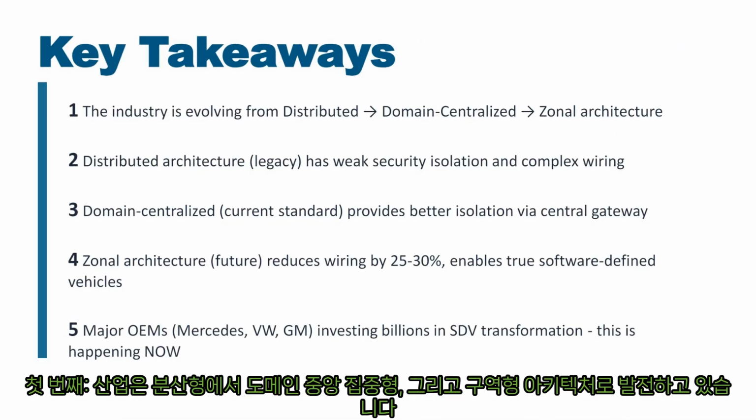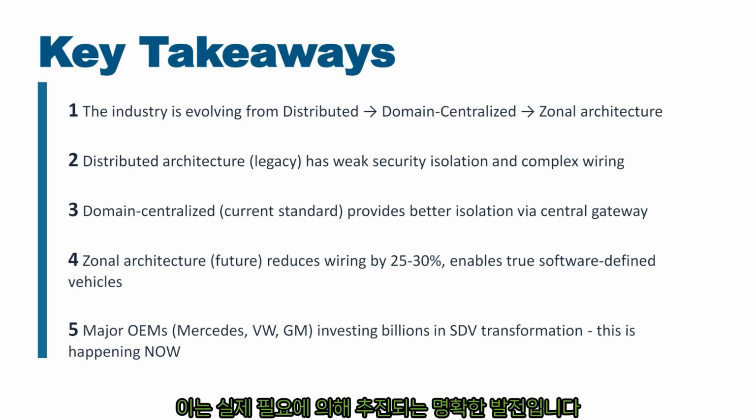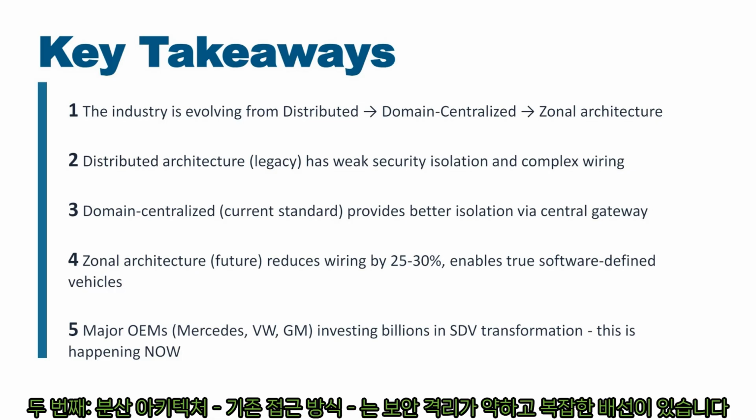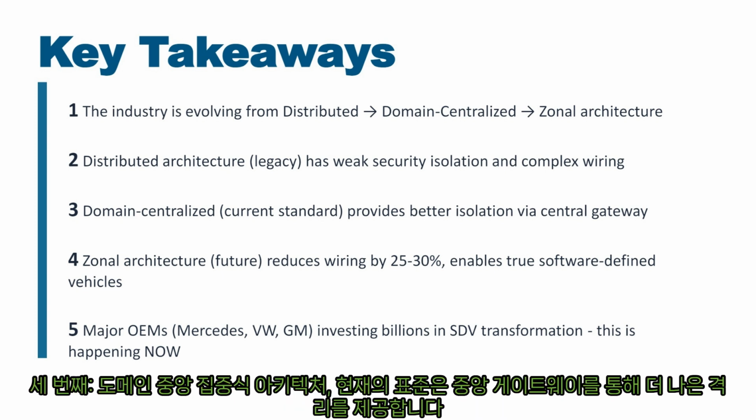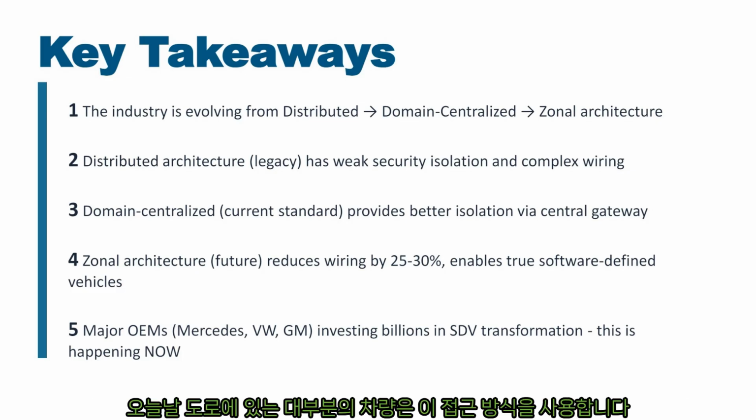Number 1. The industry is evolving from distributed to domain centralized to zonal architecture. This is a clear progression driven by real needs. Number 2, distributed architecture. The legacy approach has weak security isolation and complex wiring. It worked for its time, but its time has passed. Number 3, domain centralized architecture, the current standard, provides better isolation via the central gateway. Most vehicles on the road today use this approach.